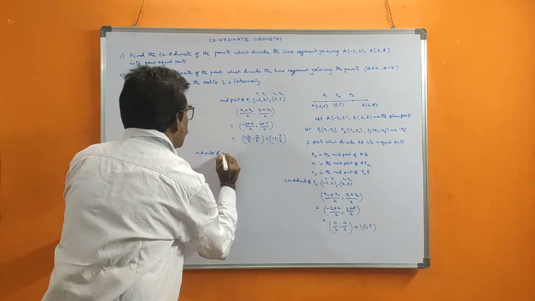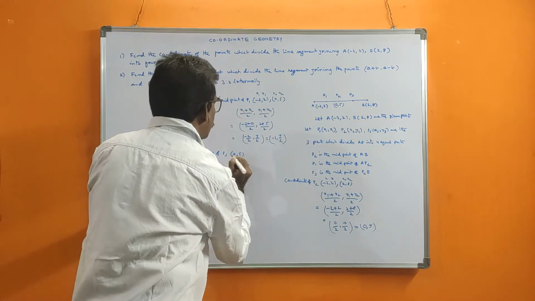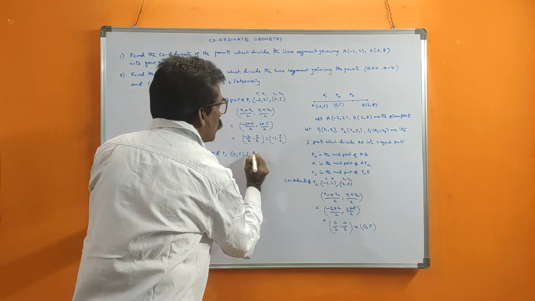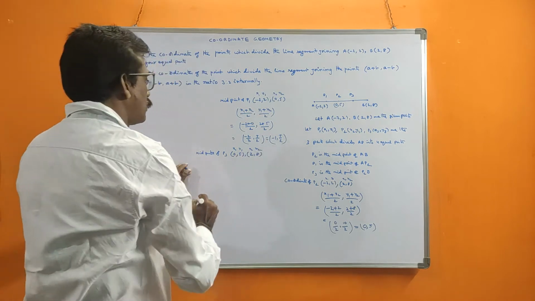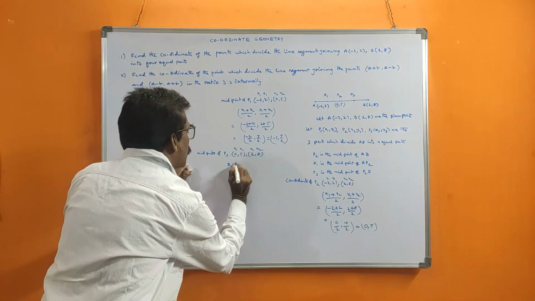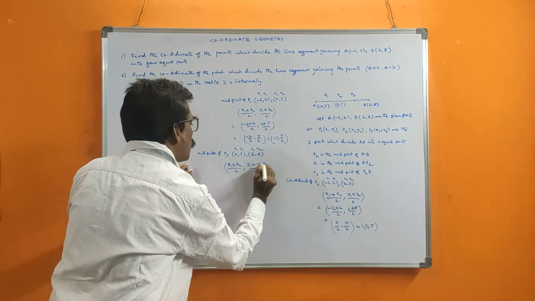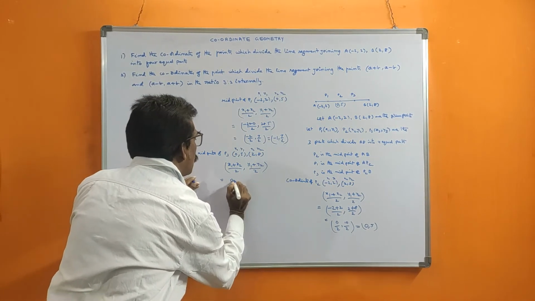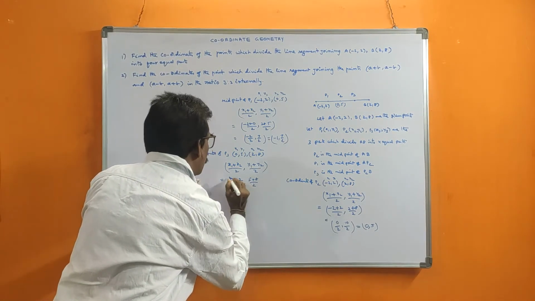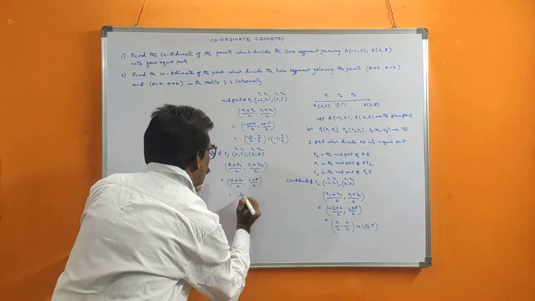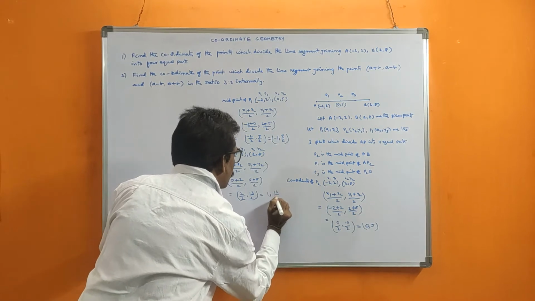Points of P3. For P3, what are the points? For which points is it the midpoint? 0, 5, 2, 8. So take it as x1, y1, x2, y2. Write (x1 plus x2) by 2, comma, (y1 plus y2) by 2. x1 is 0 plus 2 by 2, y1 is 5 plus 8 by 2. So 2 by 2, 5 plus 8 is 13 by 2. 1, comma 13 by 2.